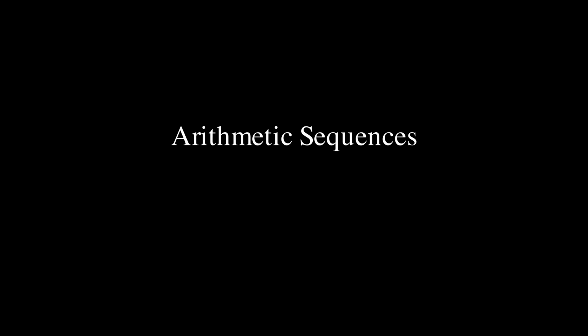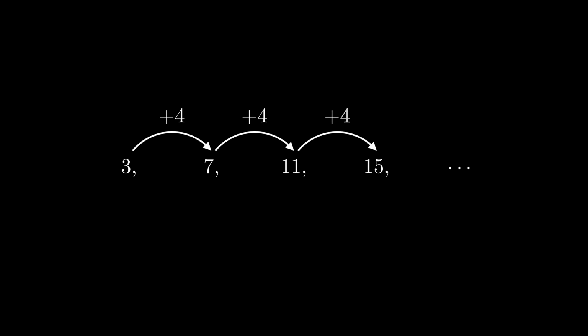These are sequences with a constant difference between terms, like 3, 7, 11, 15. The difference between all these terms is 4. We call that common difference d, and thus we can write the nth term of any arithmetic sequence in the recursive notation we learnt earlier.